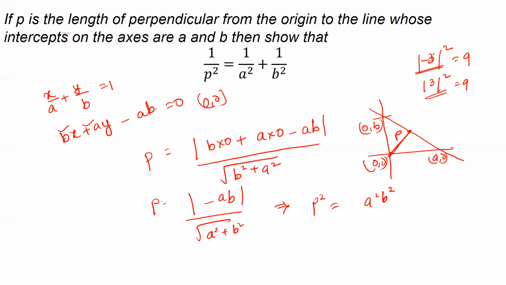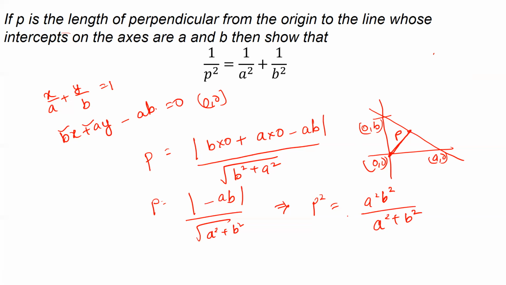And similarly for this case, the output for mod 3 is 3 and you square it up to get 9. So it doesn't matter what you have inside. It doesn't matter whether you have a positive number or a negative number, you just square it, considering it to be the positive number only. So we have a squared b squared divided by a squared plus b squared.